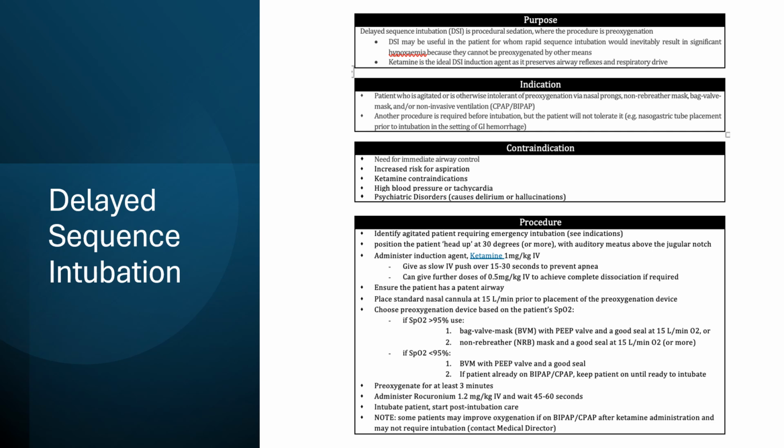Okay. So delayed sequence intubation. I want you to think about the patient who's hypoxic, flailing around. You can't get them to stay on the CPAP or BiPAP. You're like, I gotta intubate this person, but they're just not. This could be a trauma patient, it could be a medical patient, it could be whatever it is. You gotta control them and get them oxygenated. Their sats are like, let's say, the 80s or 70s.